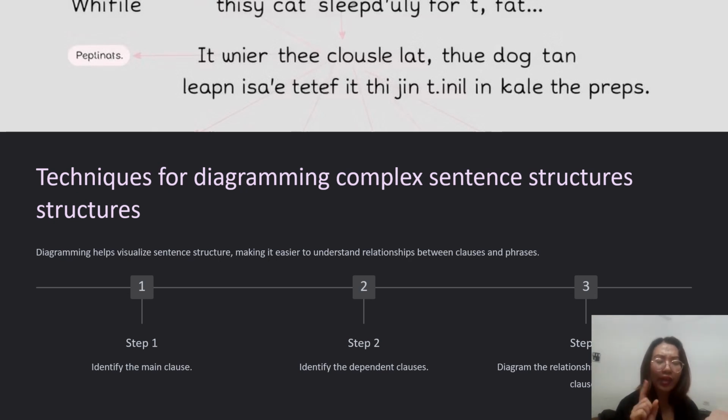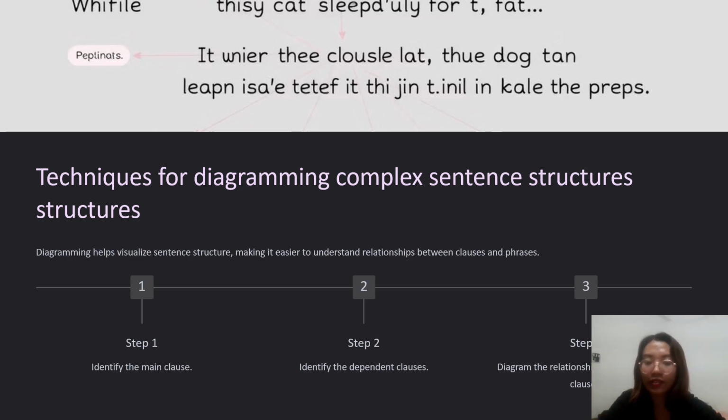Here the main clause is the dog barked. The subject is the dog. The verb is barked. Now start the diagramming: write the subject and the verb on the horizontal line. Place modifiers like adjectives or adverbs on slanted lines below.